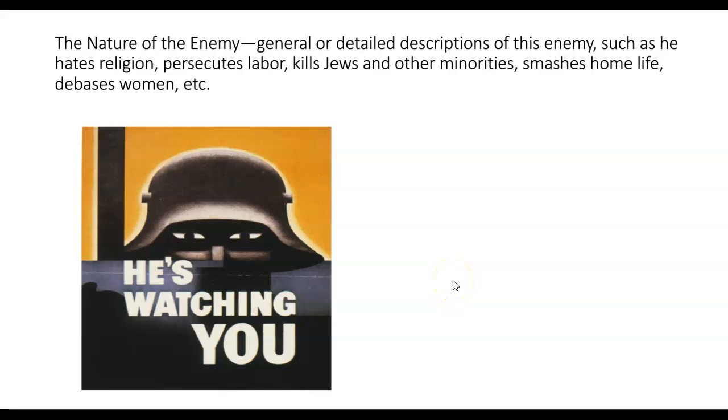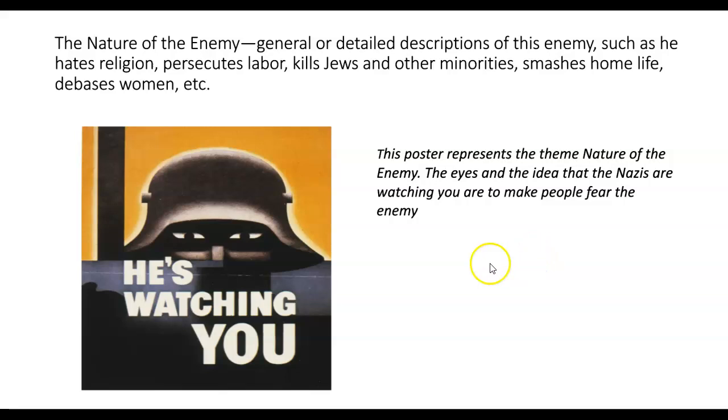Between the Japanese and the Germans, there were many posters whose theme was the nature of the enemy. What you're going to do is take a look at some posters, and decide what theme each represents and why. In this example, the poster represents the theme nature of the enemy. The eyes and the idea that the Nazis are watching you are to make people fear the enemy.